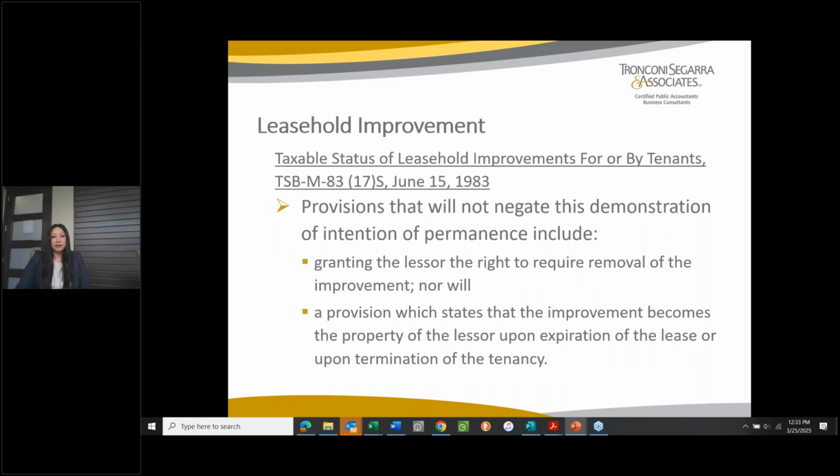And then the provisions listed on this slide don't prevent the intention of permanence, but they don't really support it either. They're kind of in between. So if the lease were to say that it grants the lessor the right to require removal of the improvement, but it doesn't say that it must be removed, that doesn't really affect it either way. Same with a provision in the lease that states that the improvement becomes property of the lessor upon expiration of the lease, meaning they can do with it what they want after the tenant moves out.